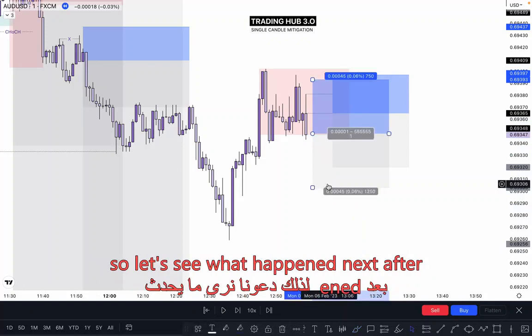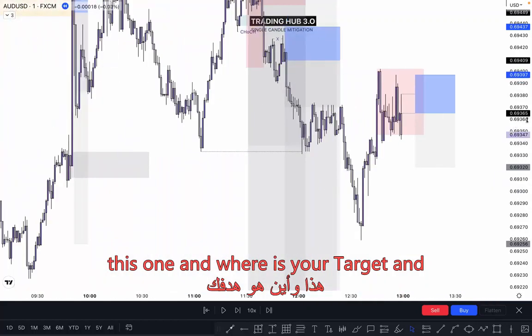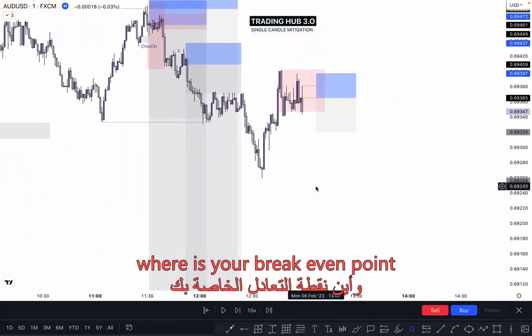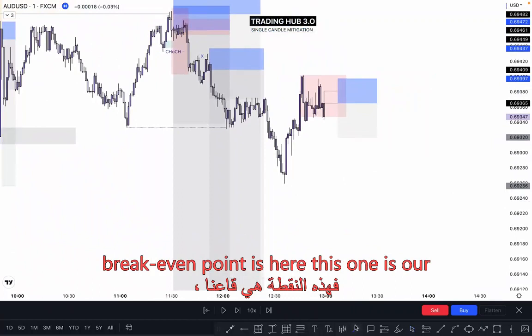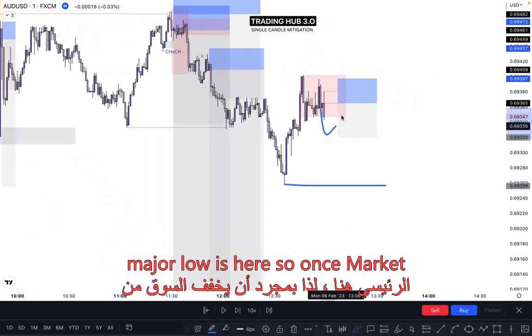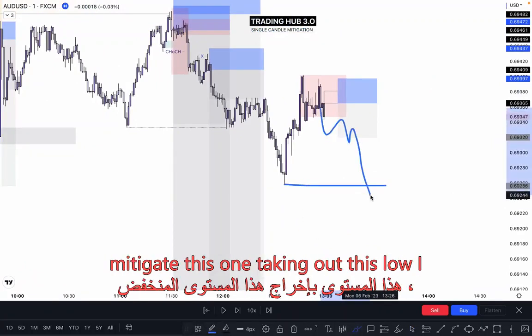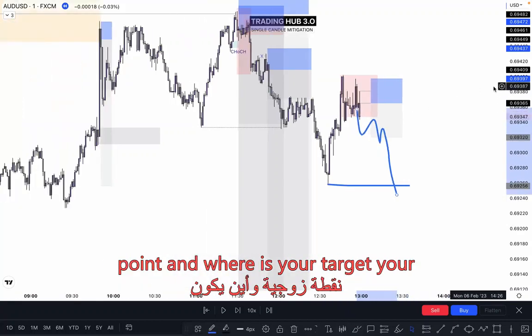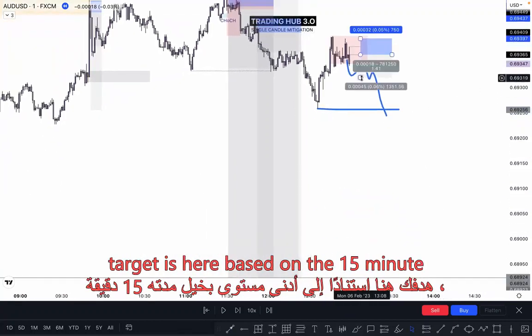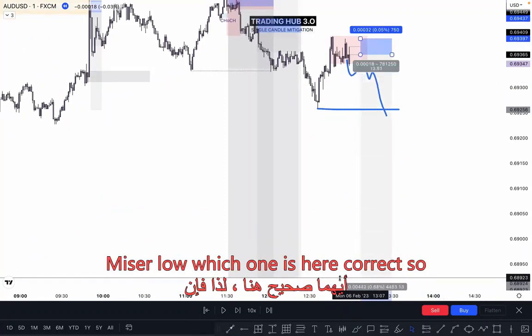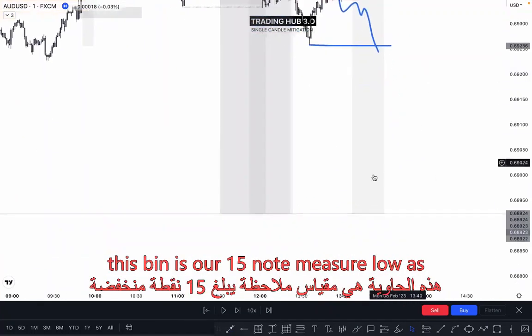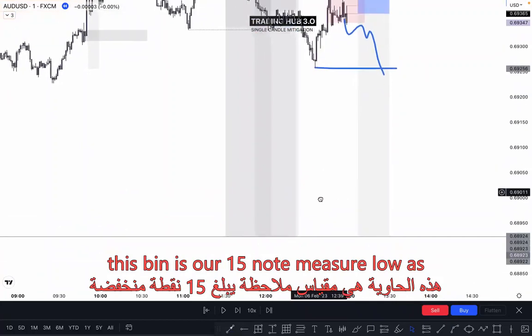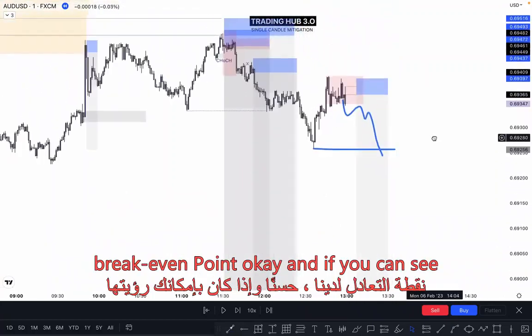So let's see what happened next after this one, and where your target is and where your break-even point is. The break-even point is here, this one is our major low. So once the market mitigates this one, taking out this low, I will move my stop loss to the break-even point. And where is your target? Your target is here based on the 15 minute major low, which is here, correct? So this one is our 15 minute major low as a target, and this one is our break-even point, okay?